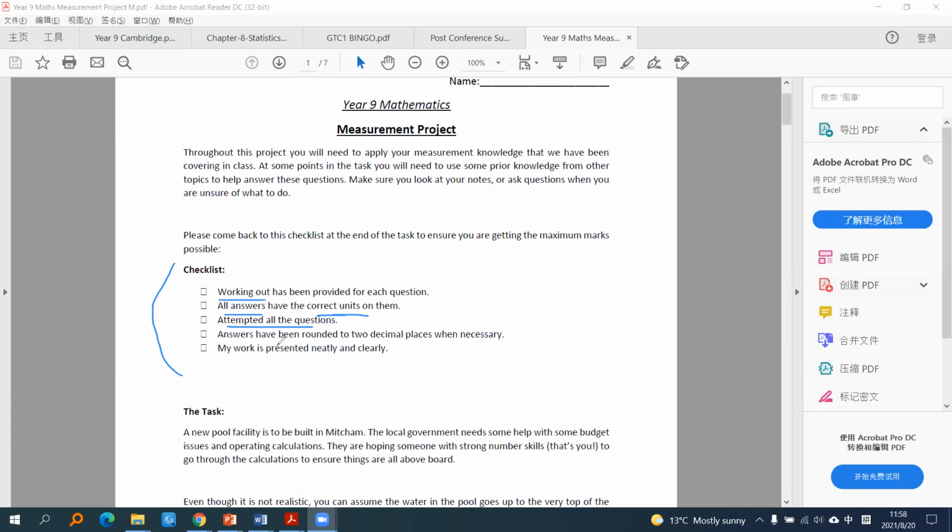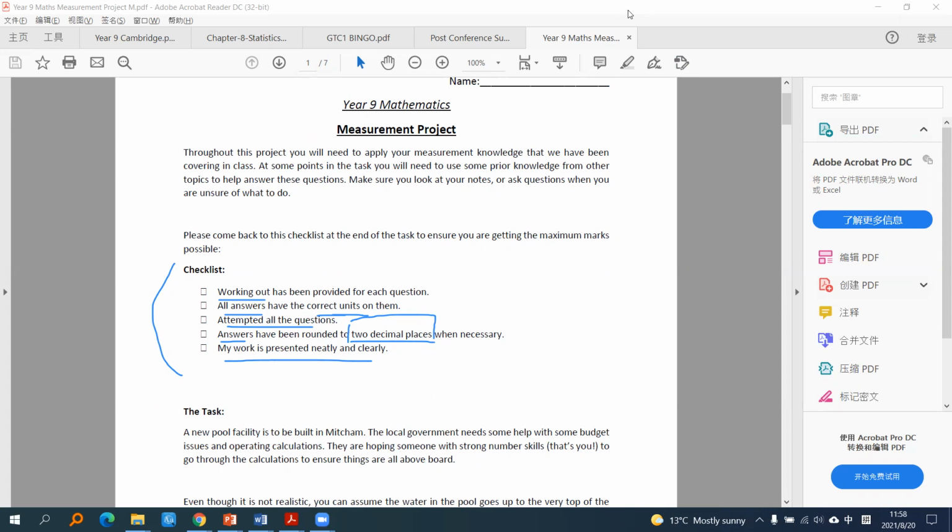Then you need to answer rounded to 2 decimal places. So answers to 2 decimal places. Then your work is presented neatly and clearly. So this is also important.